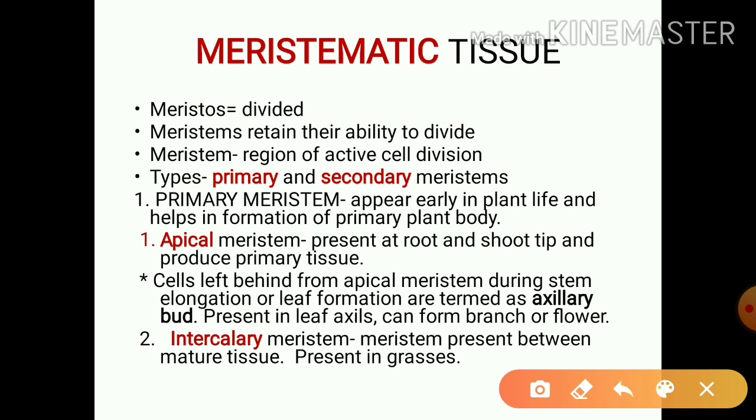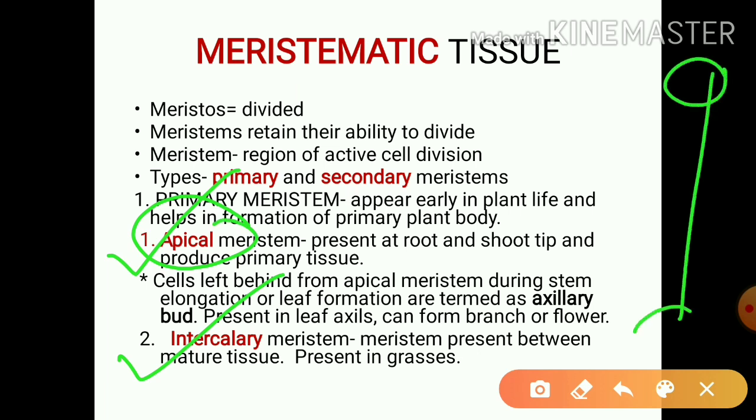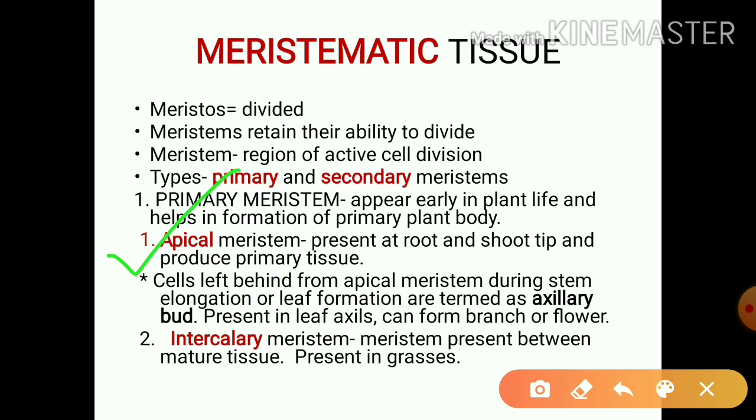Now this primary meristem is further of two types. First one is apical and second one is intercalary. As the term apical denotes, apex means these two places, the uppermost apex and the lowermost apex, that is shoot tip and root tip. So this apical meristem is present at root and shoot tip. It helps in the production of the primary tissue. Remember that this is the primary stage of the growth in a plant body.